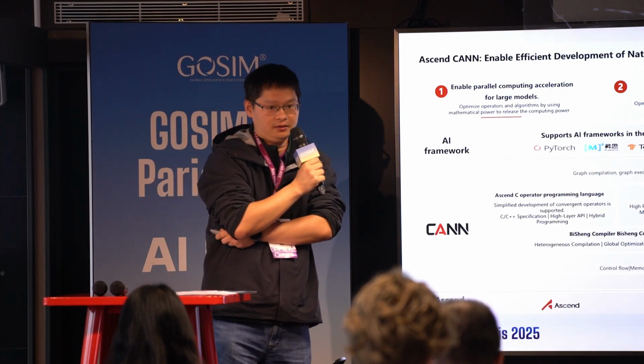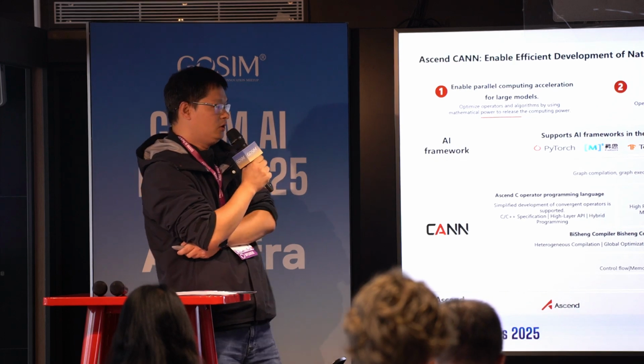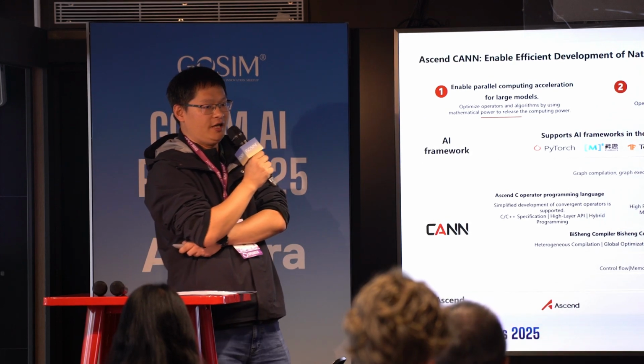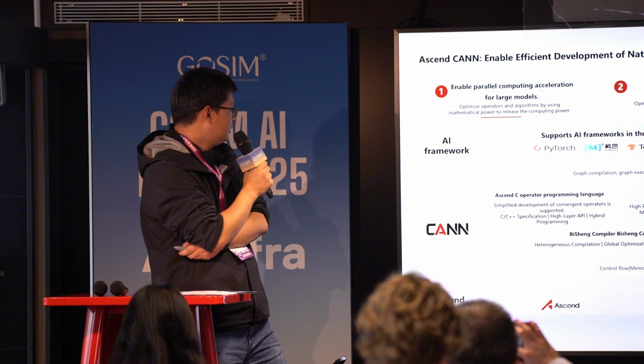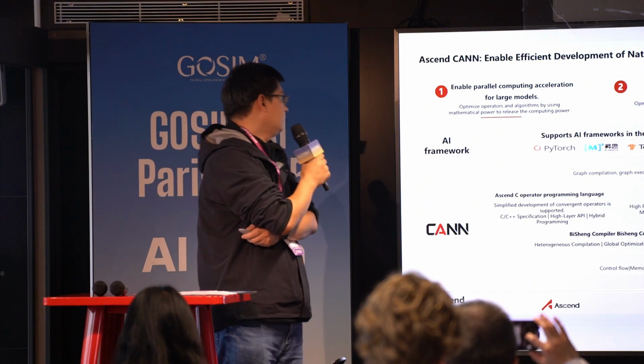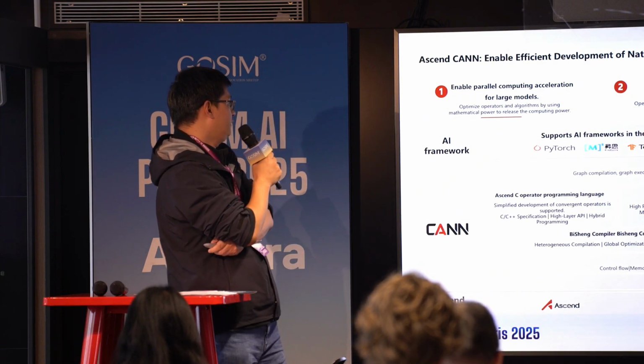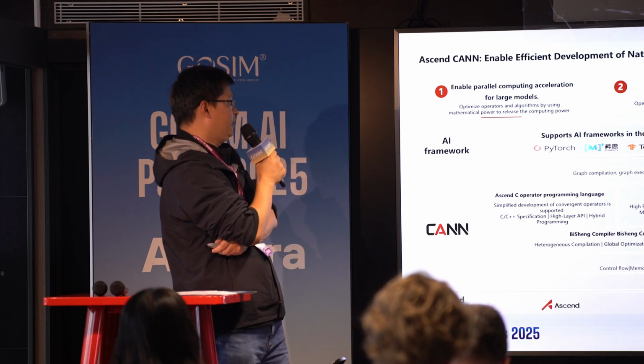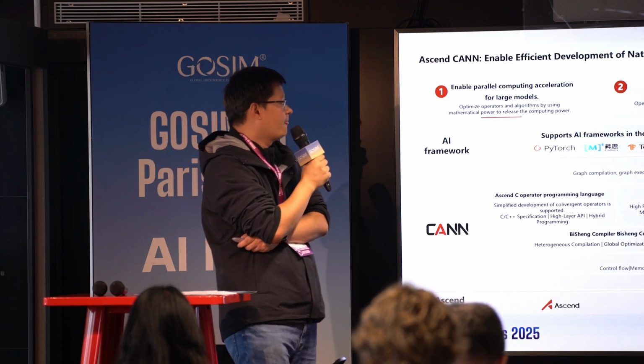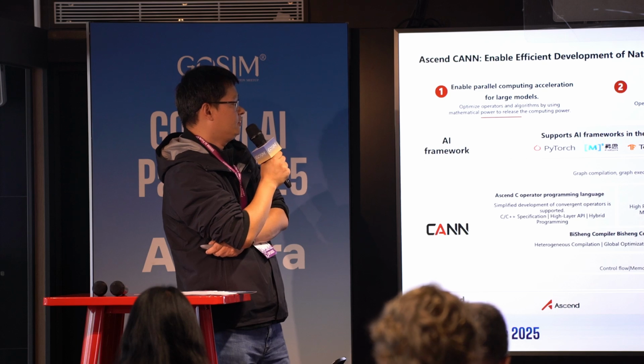So what is CANN? CANN is short for Compute Architecture for Neural Networks. It helps to enable efficient development of AI applications and unleash Ascend computing power.